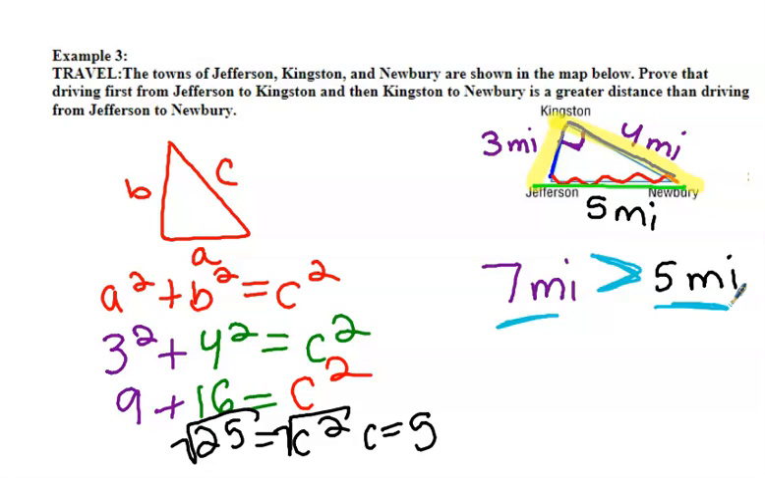Okay, so I proved that going from Jefferson to Kingston and Kingston to Newberry was a greater distance than just going from Jefferson straight to Newberry. So a little review on Pythagorean theorem.